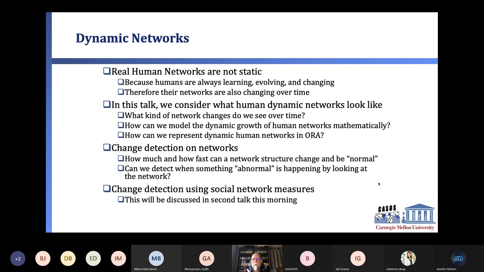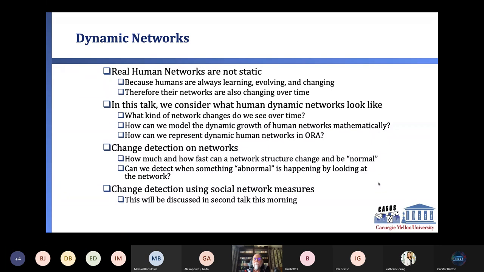So real networks are not static. We often talk about them as though they're static, but real networks, meaning human networks, could be static for networks of computers, but human networks are dynamic because human beings are dynamic. And so almost all of the discussion in this lecture today will be focused on human networks. These are networks of human beings that are interacting.